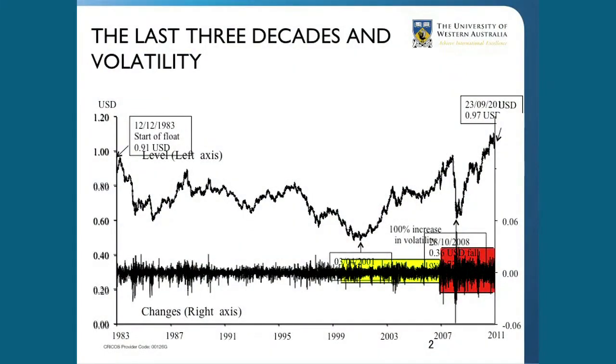When the Australian dollar floated in 1983, it was worth about 91 cents, and almost 30 years later, it's back where it started, about 97 or 98 cents. But along the way, there's been tremendous ups and downs. It reached a lower value of about 48 cents some years ago. And there's tremendous volatility that we can see from this picture.